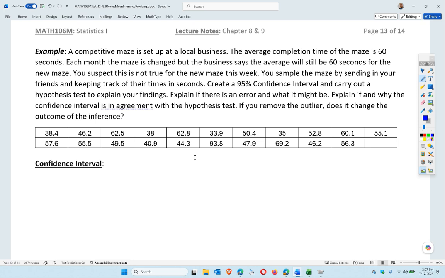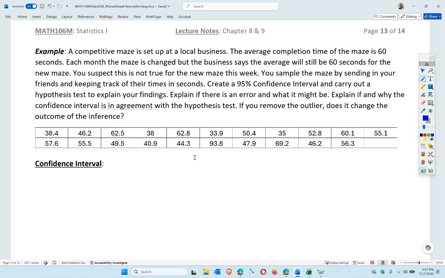You sample the maze by sending in your friends and keeping track of their times in seconds. Create a 95% confidence interval and carry out the hypothesis test to explain your findings. So basically, it's either 60 seconds or it's not. So this is a two-tailed test, essentially, right? Explain if there's an error and what it might be.